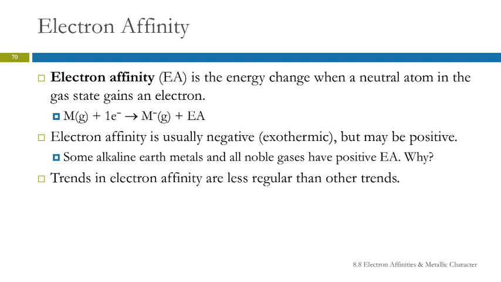So we can write a chemical equation here: a generic metal, well, it's usually not a metal, but some element M, plus an electron gives us M with a -1 charge plus EA, electron affinity.